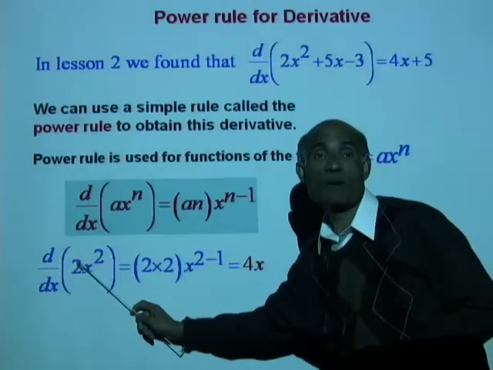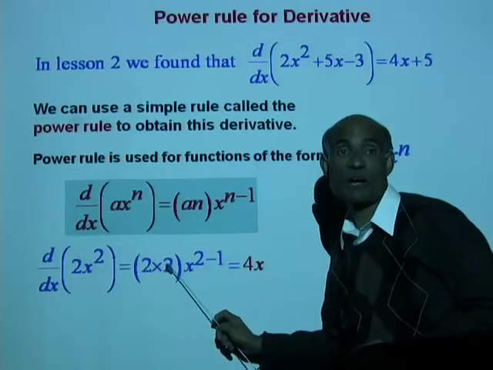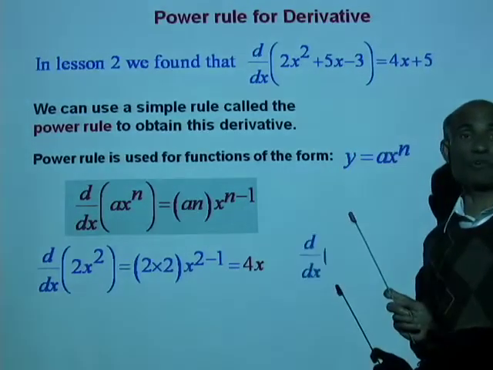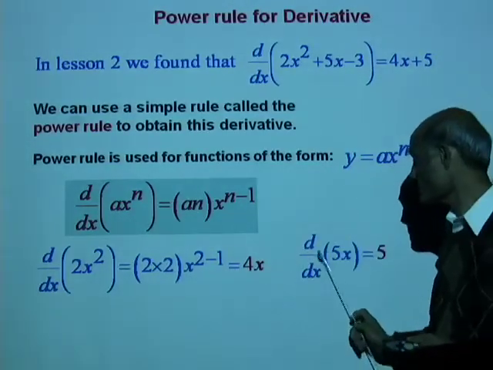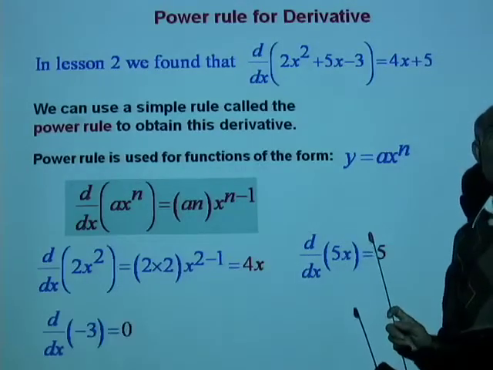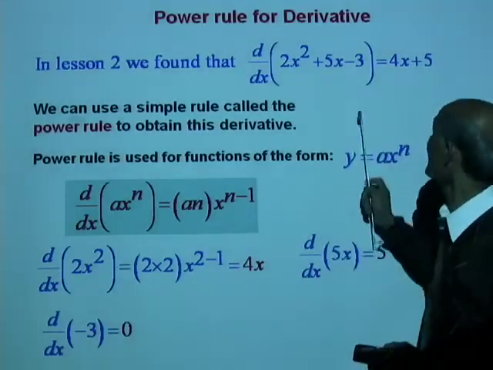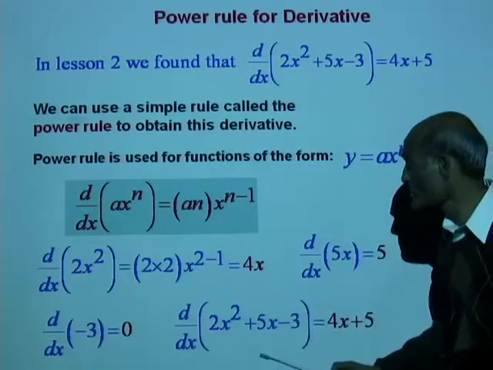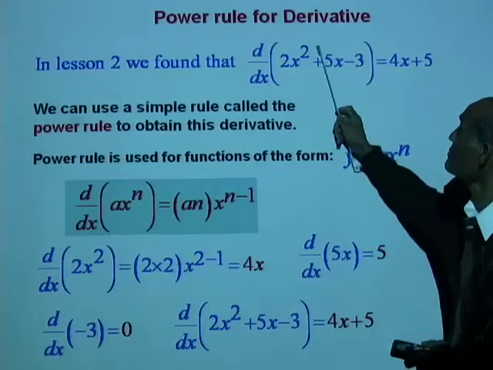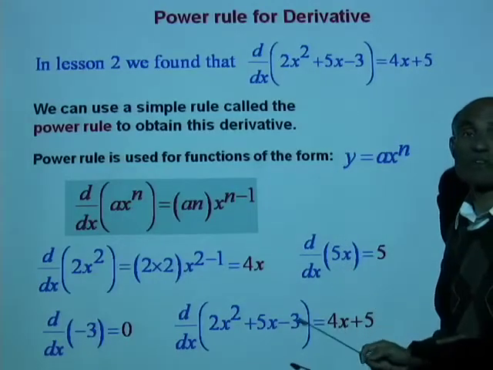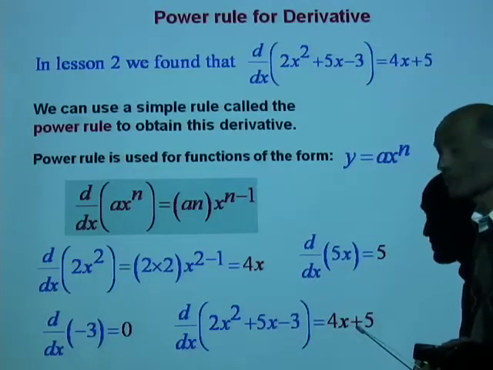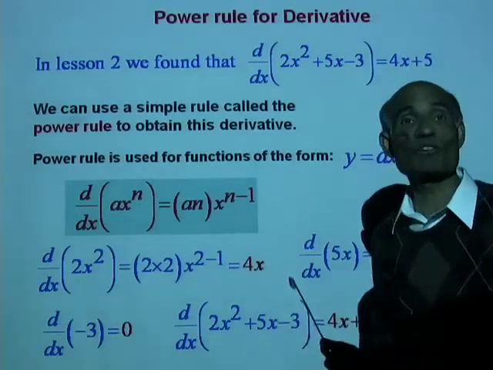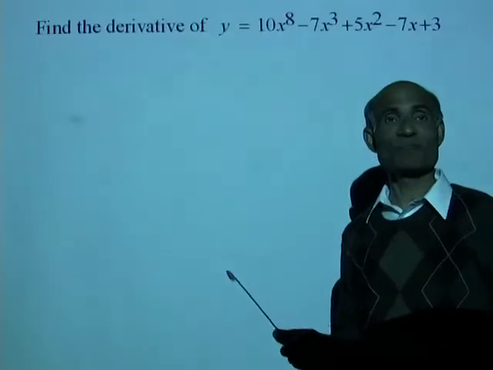So the derivative of 2x squared is 2 times 2 times x to the power of 2 minus 1, that is 4x. The derivative of 5x is equal to 5. The derivative of negative 3 is equal to 0. Therefore, the derivative of the function 2x squared plus 5x minus 3 is 4x plus 5, which is the same result we got in the last lesson.